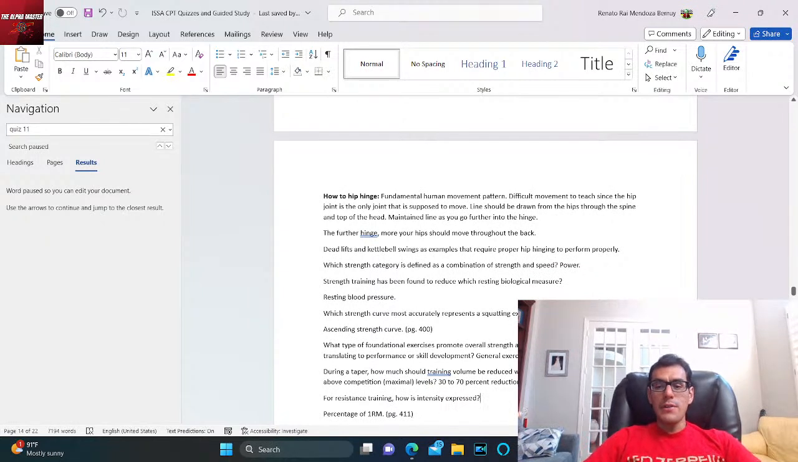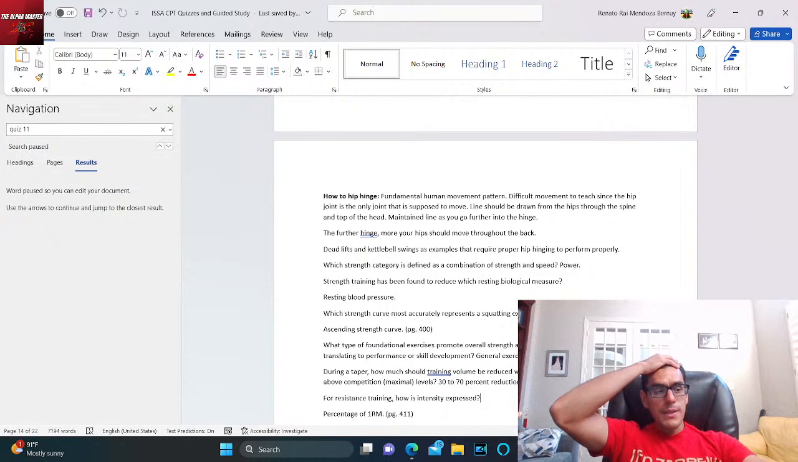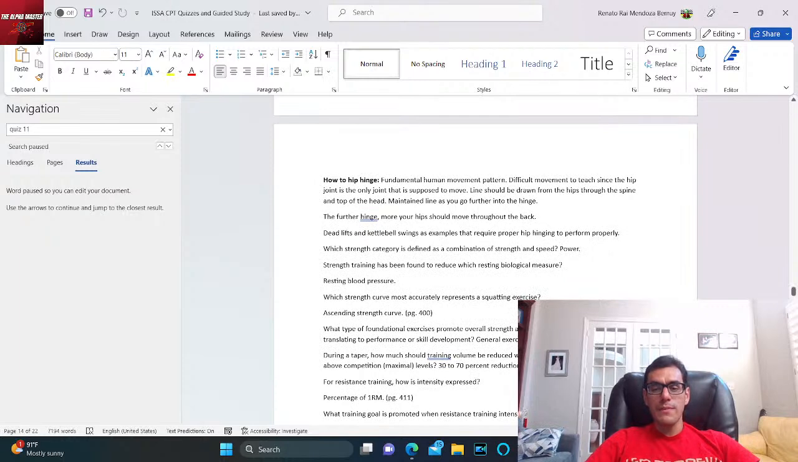For resistance training, how is intensity expressed? Intensity is expressed as a percentage of one repetition max.